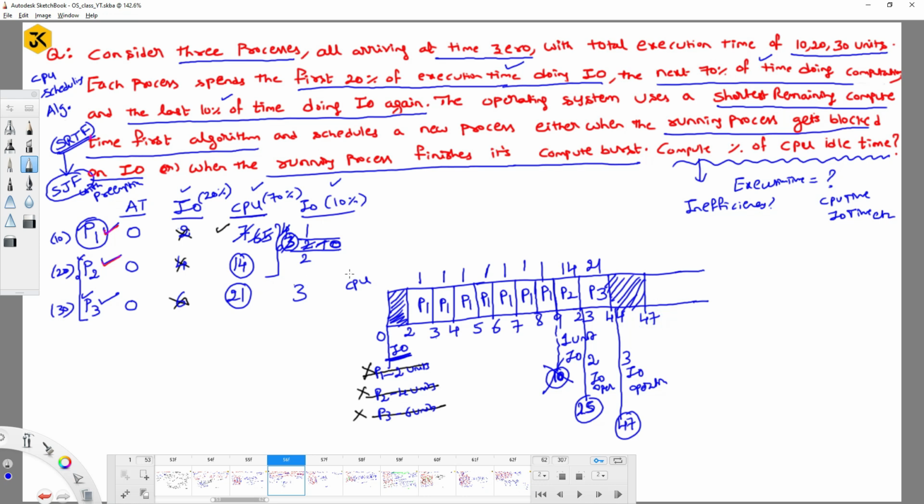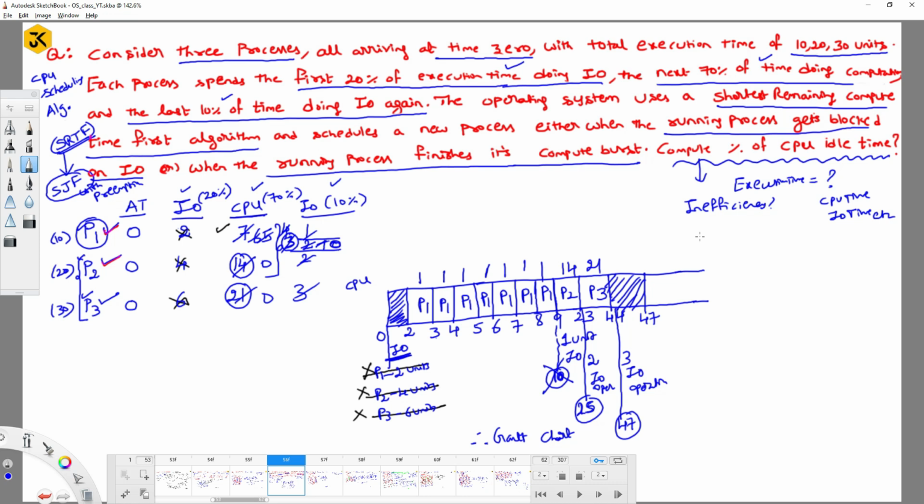Is there any process there? No. So this is 0, this is 0, all the things are done, right? So this is the Gantt chart for the given requirement, right? So finally what they asked here is simply: what is the CPU idle time?